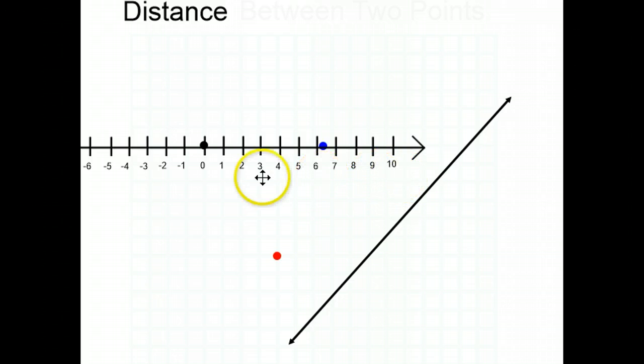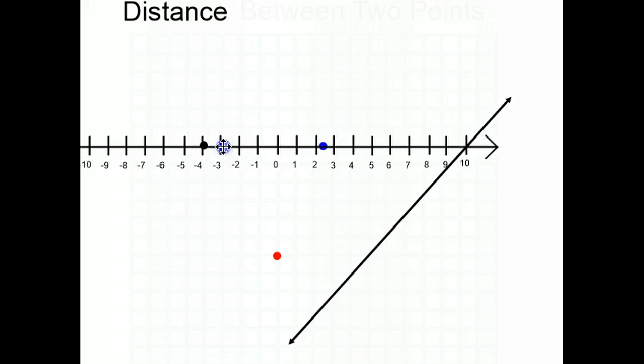Now, if I were to go over and place the black point at -4, what would be the distance that the blue point is away from the black point? If you said a little over 6, you're absolutely correct, because all we do is count the number of units from the black to the blue. 1, 2, 3, 4, 5, 6. If we don't want to sit there and count with our fingers, we can take a look at the coordinates and figure out that distance as well.